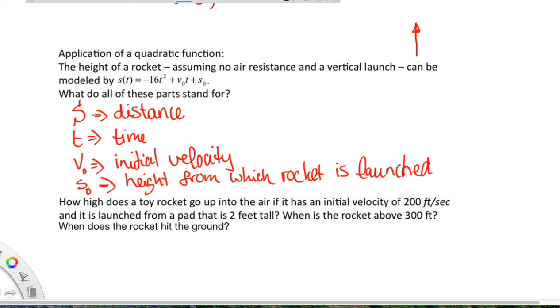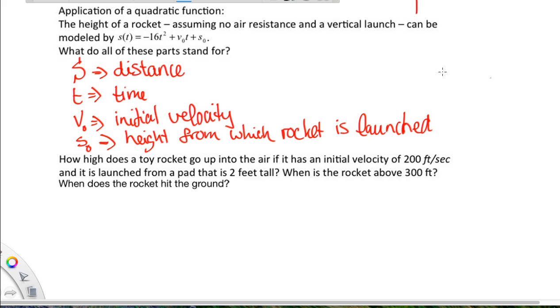So if I gave you a word problem like this on a test or a quiz, I would probably give you this. I would give you the general form, but then you would have to figure out what each of these values are and plug it in based on what I'm giving you over here. Okay, so some of you may be wondering, what is the negative 16?